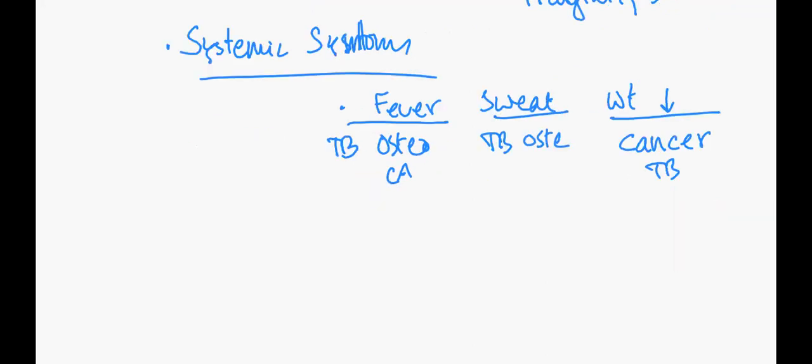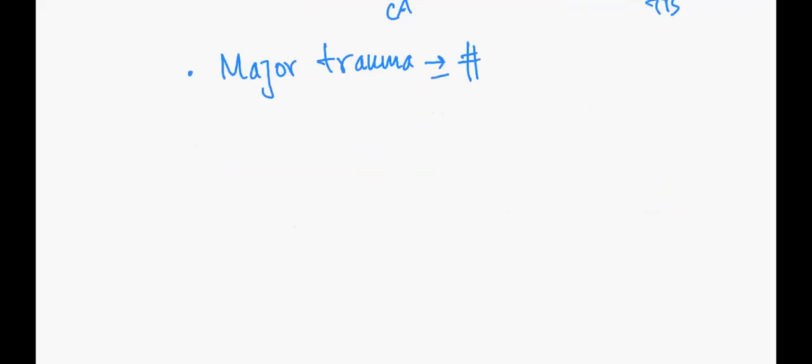And if the patient has a history of major trauma, and following the major trauma the patient developed a fracture, this can lead to severe back pain. So if there is a history of major trauma, we'll think of a fracture. So those are the points in history. Now let's talk about the points in examination.